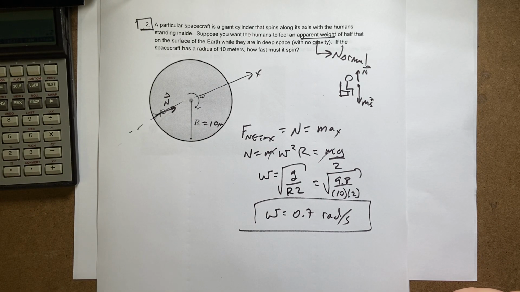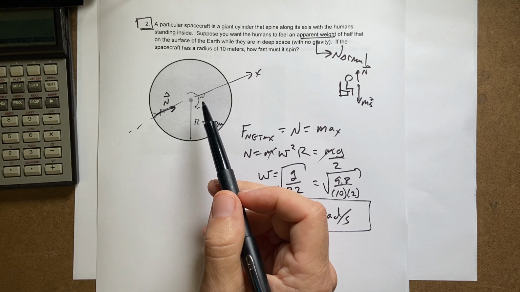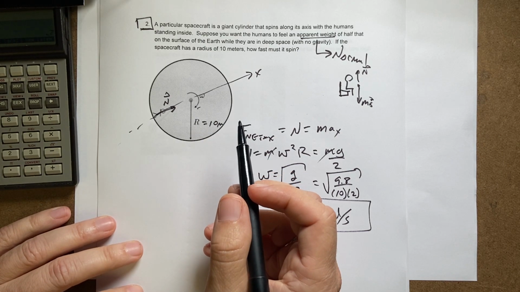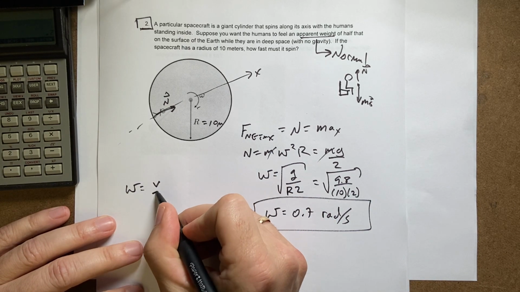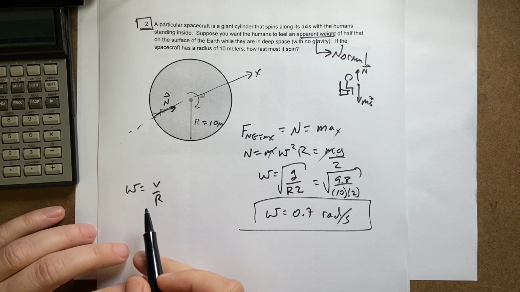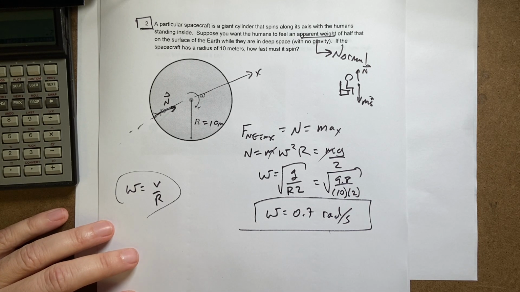Now, if you interpreted this, I put the omega there. You may say how fast in terms of the speed. I would count that as okay as long as you showed your work where omega equals v over r, and you could solve for v. And if you wanted to use different units, RPMs or something like that, that's cool. You don't need to do that, but that's that. Okay.